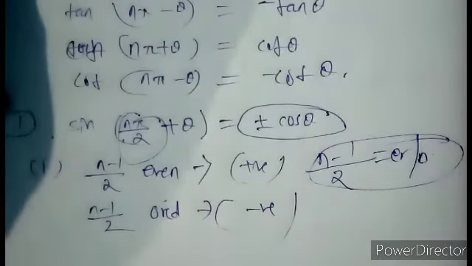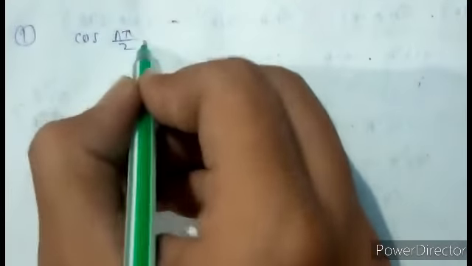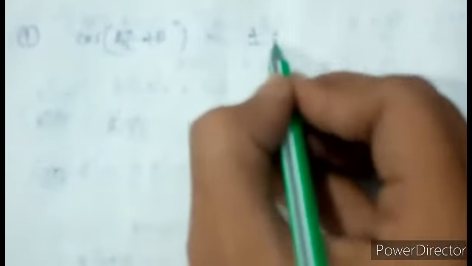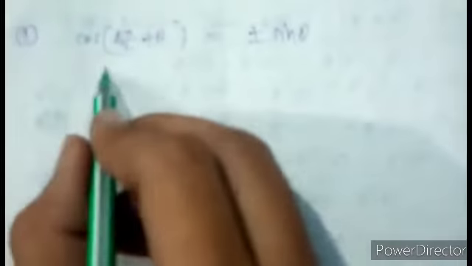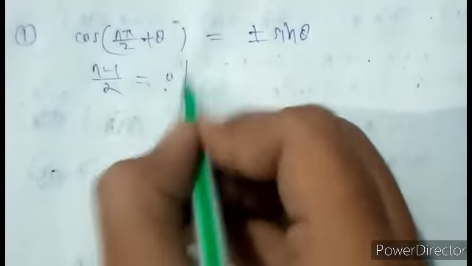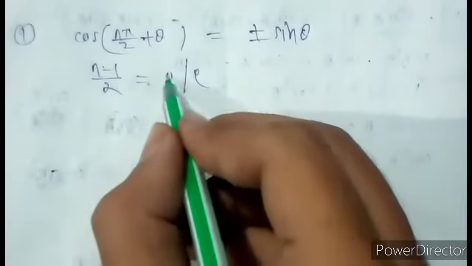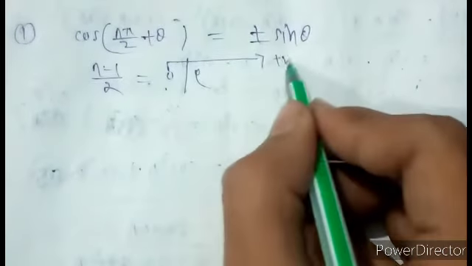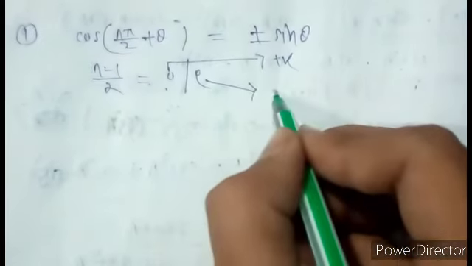This is the formula of sin(nπ/2 + θ). Then come to the formula cos(nπ/2 + θ), which is also plus or minus sin θ. Here we simply check whether (n minus 1)/2 is odd or even. If it is odd, then it is positive, and if it is even, then it is negative. So this is simply logic.